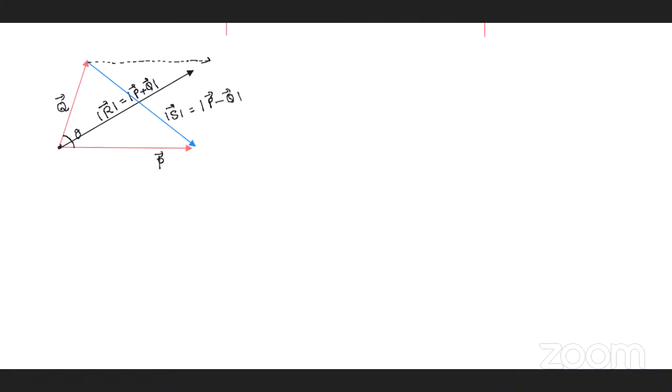P bar minus Q bar means you have to reverse the direction of Q bar. This is P bar. So if I reverse the direction of Q bar, then minus Q bar and P bar look like they are originated from this point. So the angle between these two is not theta now. What is the angle between the two vectors?